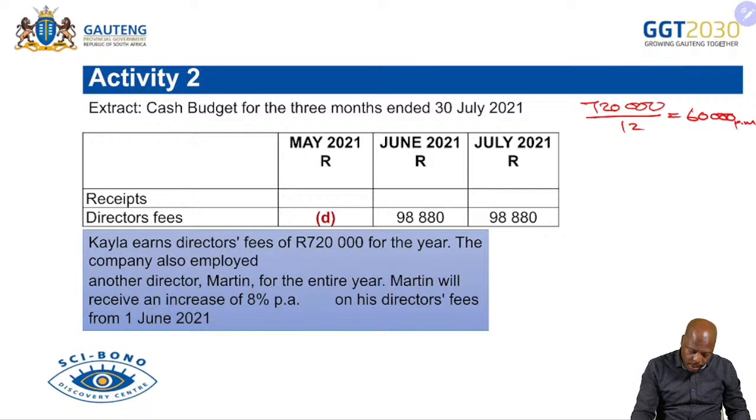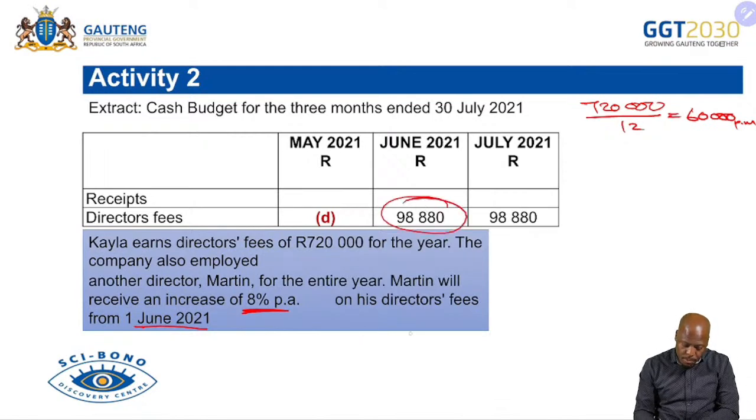Then they say another director has been hired, who is Martin. He will receive an increase of 8% per annum on his director's fees from the 1st of June. Okay, so from the 1st of June, Martin is receiving an 8% increase. So that tells us in the month of June, I have two directors being paid here. Number one is Kayla. Number two is Martin.